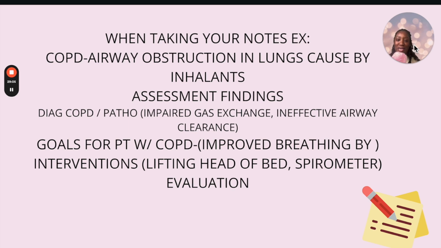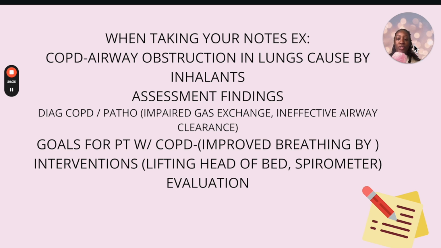Like, you do not need to know that. This is the basic patho you need to know. Okay, you got impaired gas exchange, which is a nursing diagnosis, ineffective airway clearance. So you know that the lungs are not able to work correctly, in simple terms, right? Don't go crazy, because that was me too, going crazy trying to know everything in the patho book. No, this is as far as it goes.